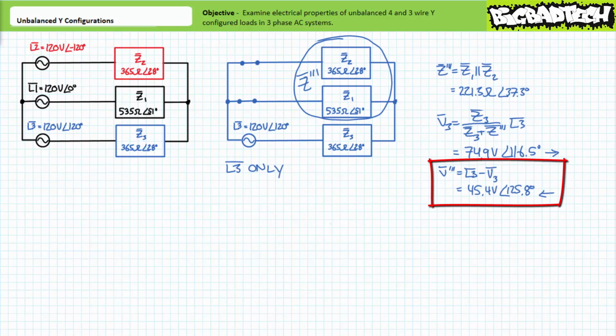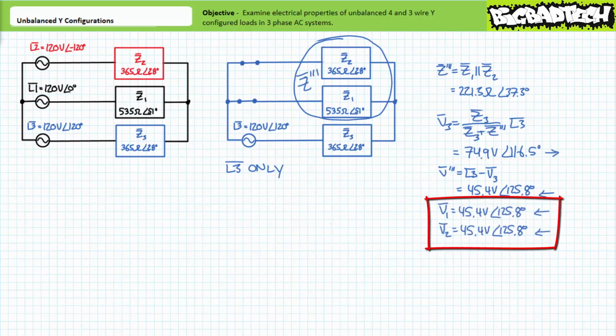An application of Kirchhoff's voltage law demonstrates V triple prime to be the remaining 45.4 volts at an angle of 125.8 degrees, where assumed directional polarity, positive to negative, is right to left. Given combined impedance Z triple prime is in fact the parallel combination of Z1 and Z2, it can be said both V1 and V2 are also equal to 45.4 volts at an angle of 125.8 degrees, where assumed directional polarity, positive to negative, is right to left. Let's put these values aside and summate our previous results.